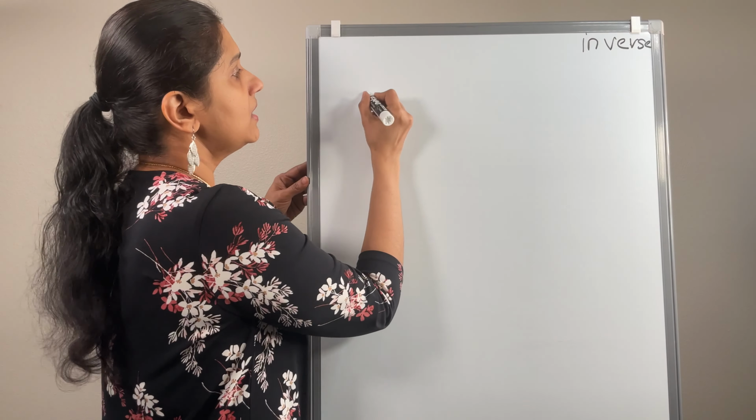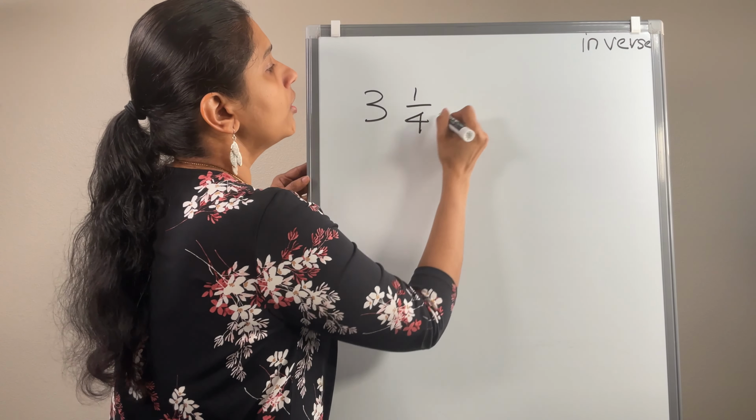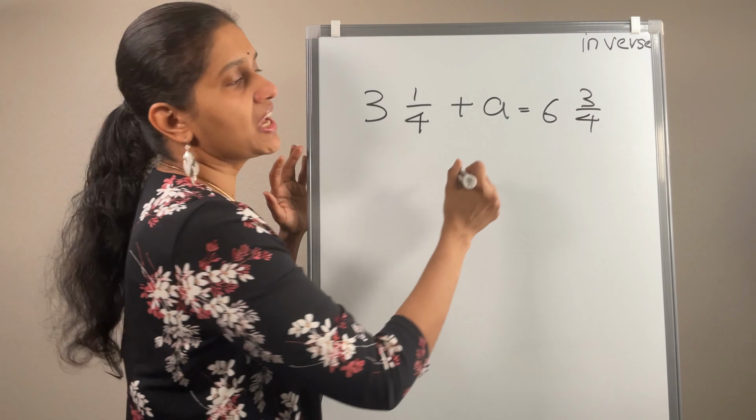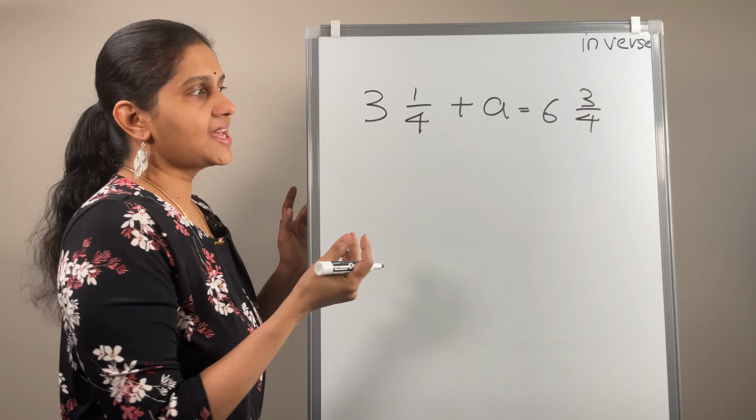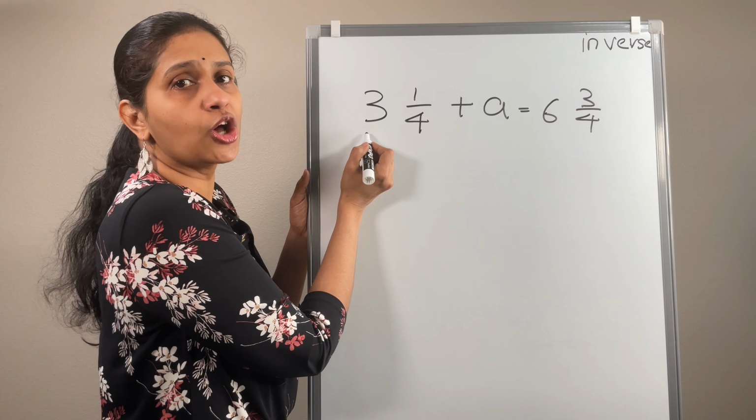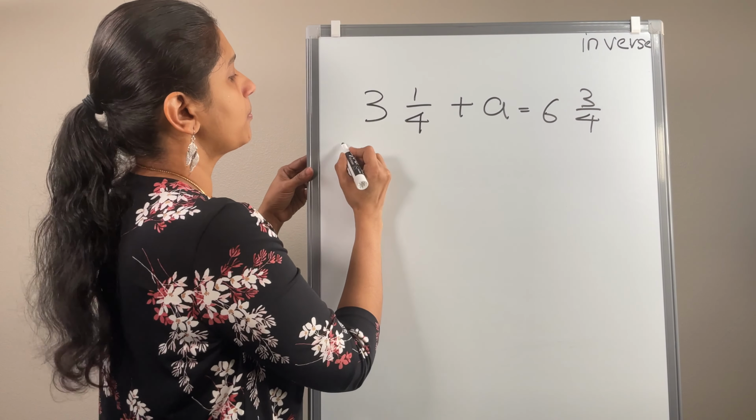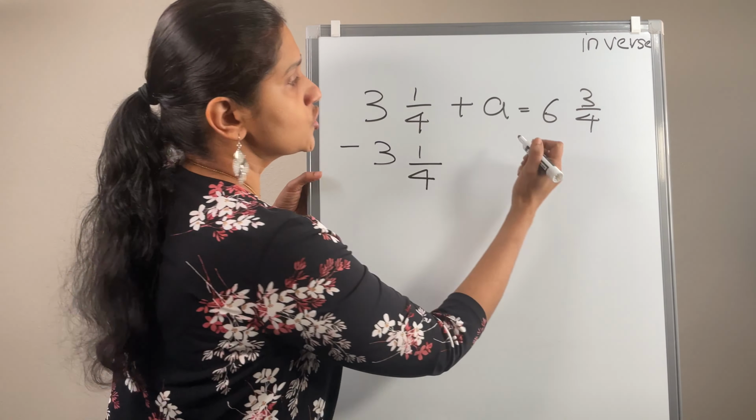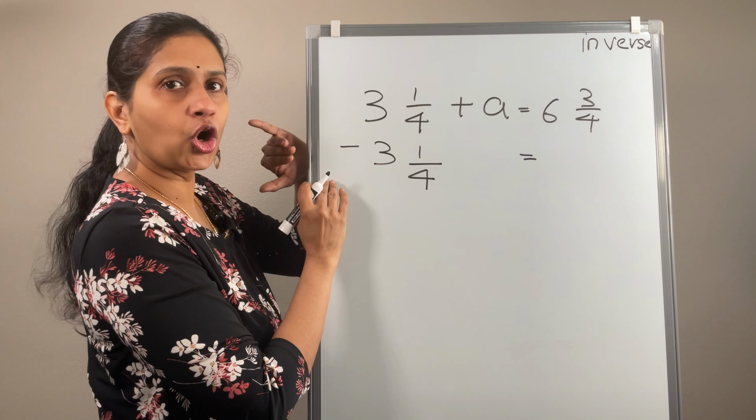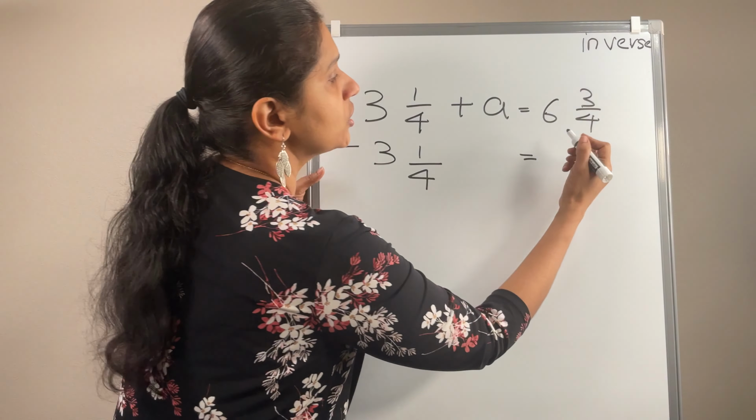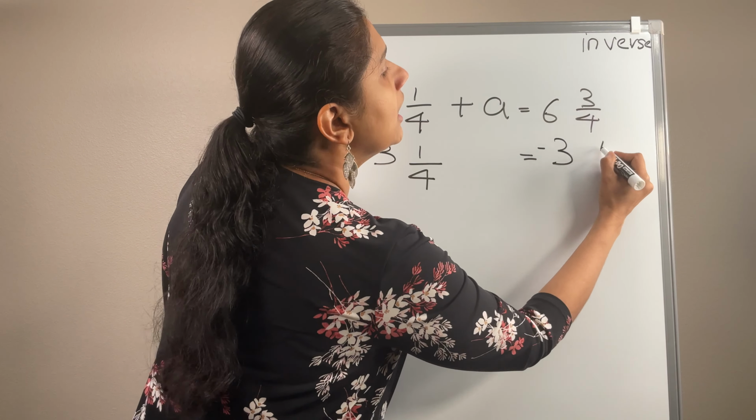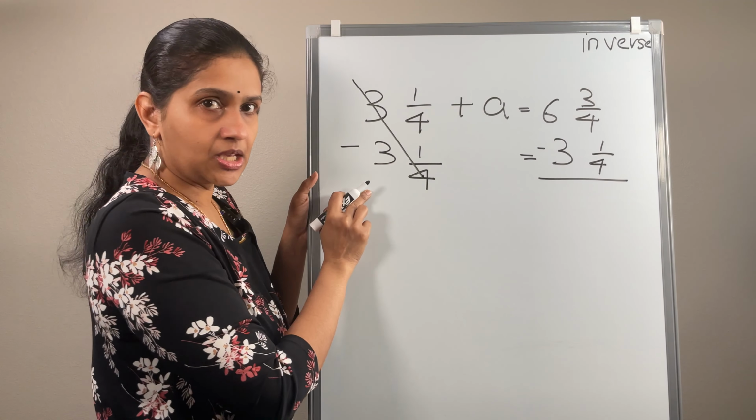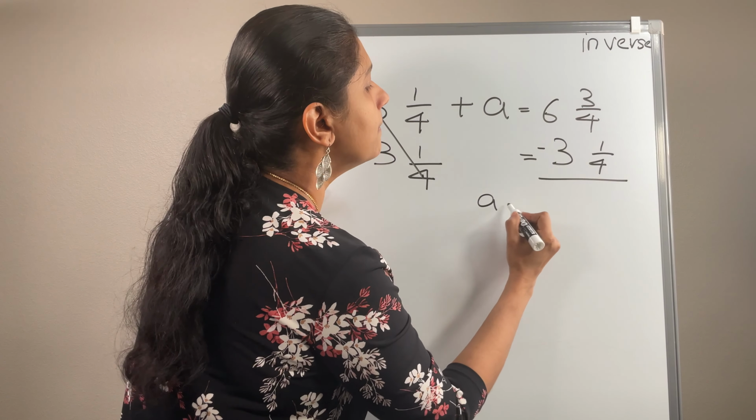Consider the example 3 1 by 4 plus A equal to 6 3 by 4. So, we have got a mixed number here. It's the same operation. You have to take the inverse of positive 3 1 by 4, that's going to be equal to negative 3 1 by 4. So, when you subtract 3 1 by 4 on the left side, you have to do the same on the right side also, minus 3 1 by 4. So, this gets cancelled out, it becomes 0. The variable A will become isolated.